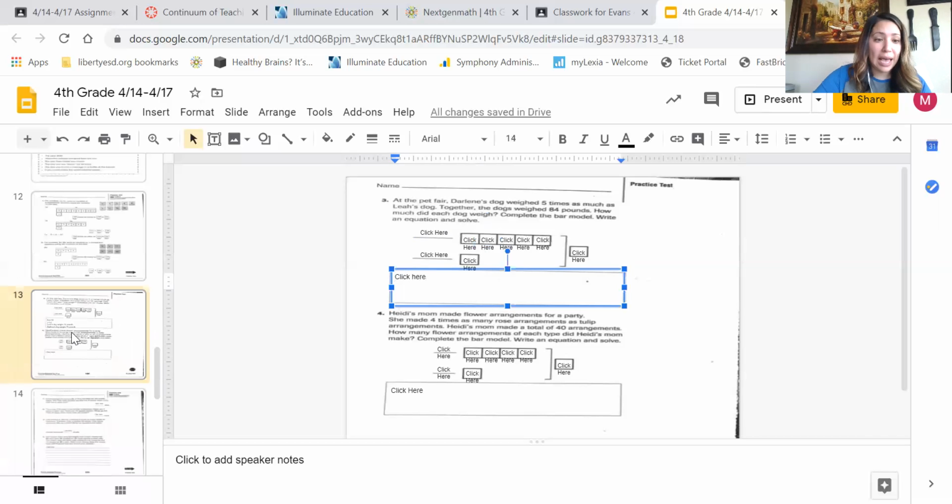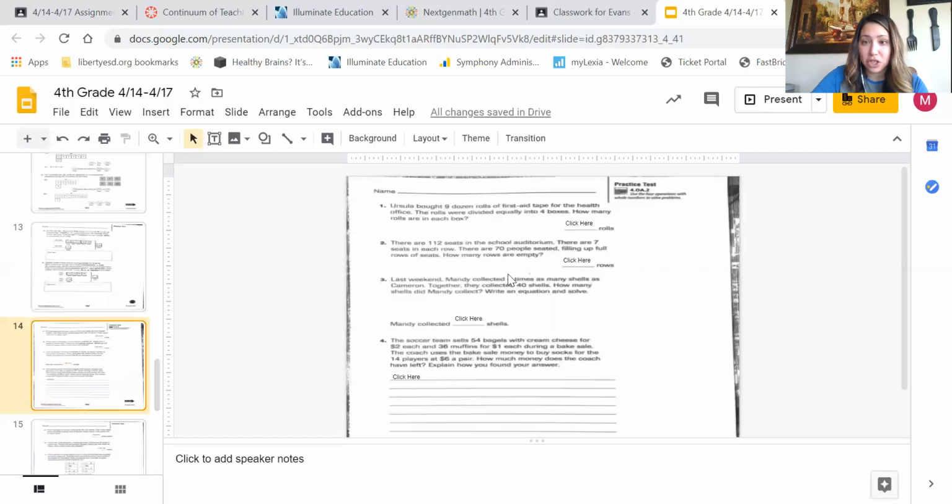Let's take a look at the next math page. Okay. It says Ursula bought 9 dozen rolls of first aid tape for the health office. The rolls were divided equally into 4 boxes. How many rolls are in each box? Okay, so this is a multiple step problem. First, you need to know how much is a dozen, right? Think a dozen eggs, 12.